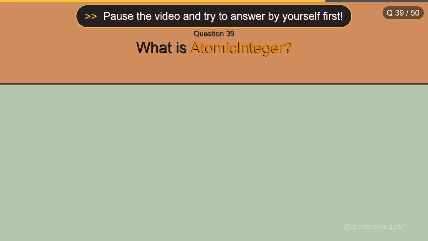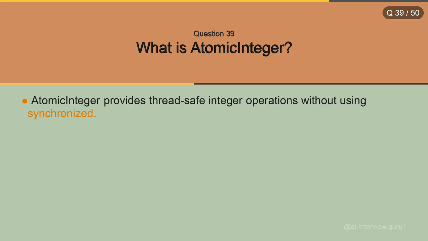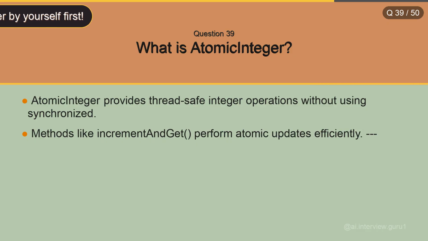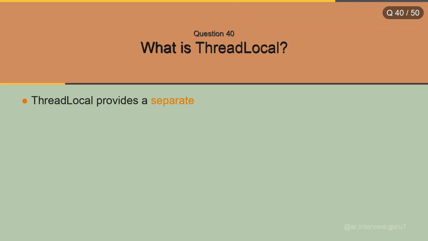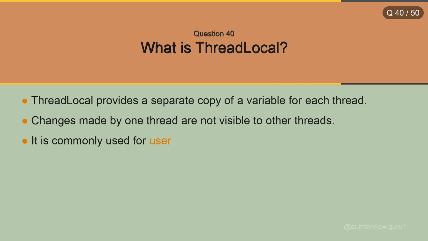What is AtomicInteger? AtomicInteger provides thread-safe integer operations without using synchronized. Methods like increment and get perform atomic updates efficiently. What is ThreadLocal? ThreadLocal provides a separate copy of a variable for each thread. Changes made by one thread are not visible to other threads. It is commonly used for user sessions and database connections.